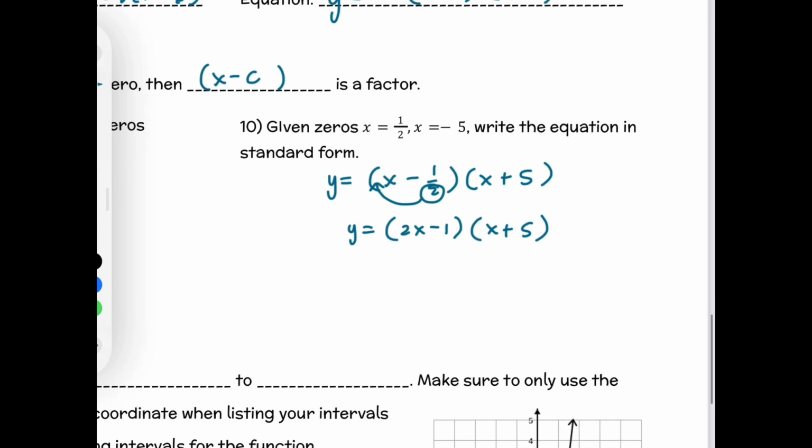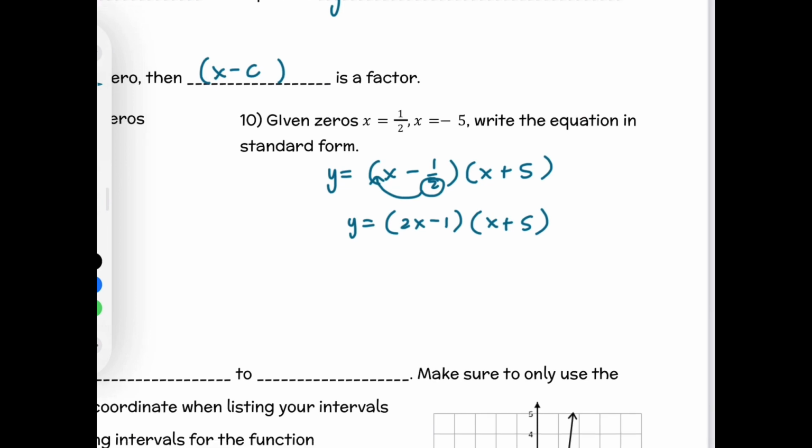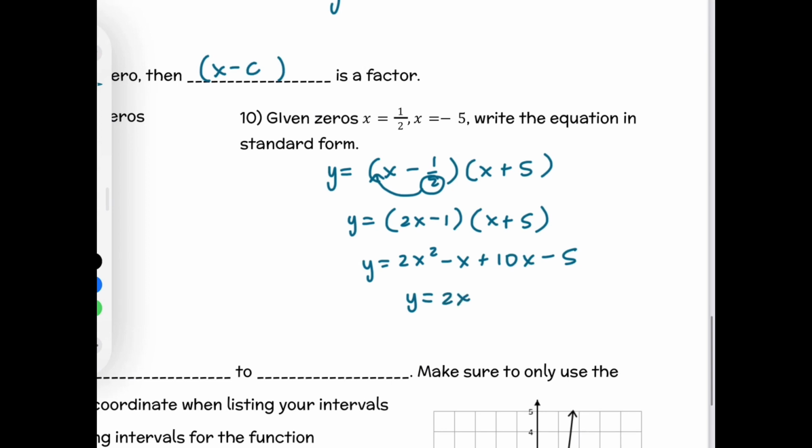All right, and then we just FOIL that out. So I'm going to have 2x squared minus x plus 10x minus 5. And then we just combine like terms. So y would equal 2x squared plus 9x minus 5.